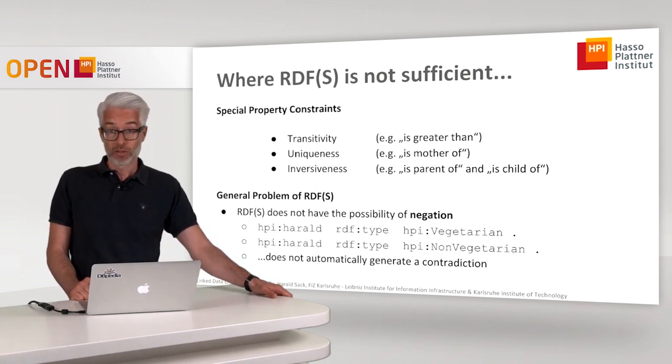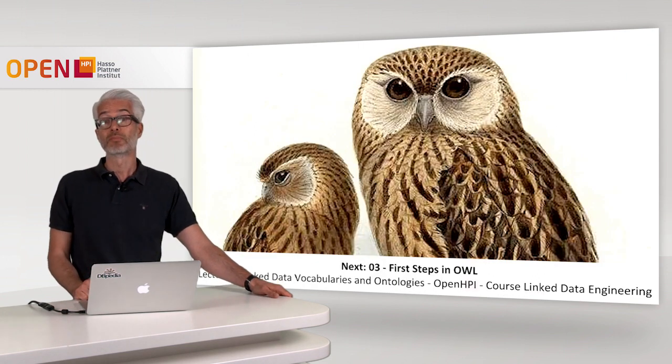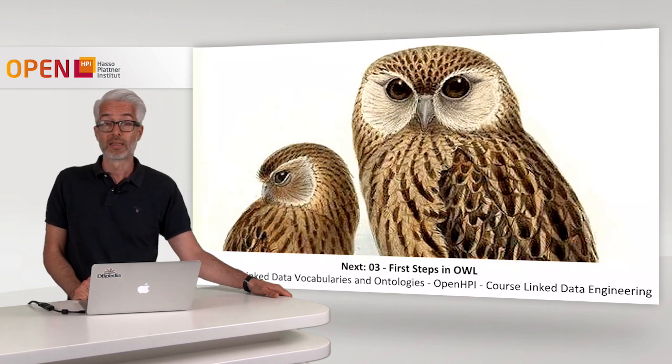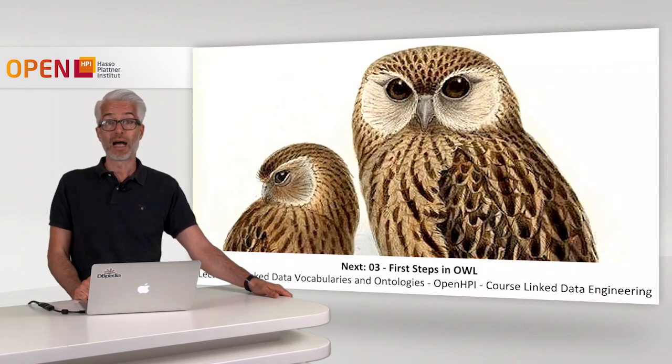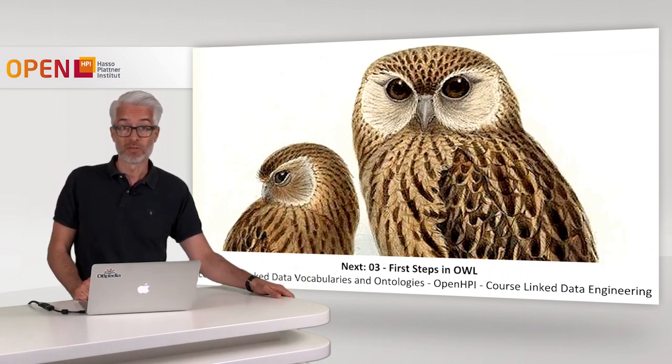Now, this is a bad situation, of course, but of course there are remedies and means to cope with that. And in the next part of the lecture we will learn about OWL, which is the Web Ontology Language, which gives us the mandatory expressivity that we need.